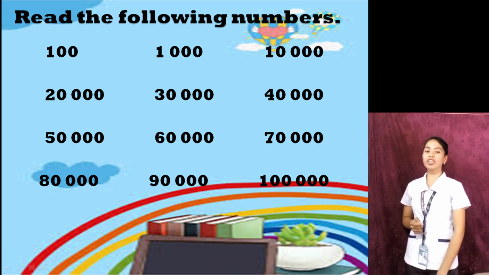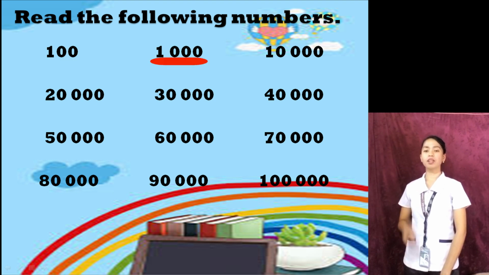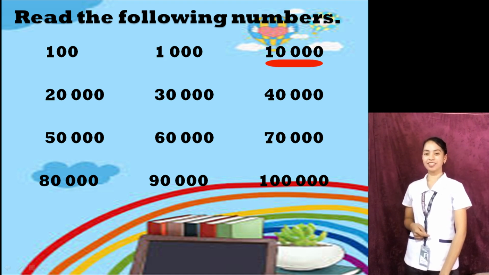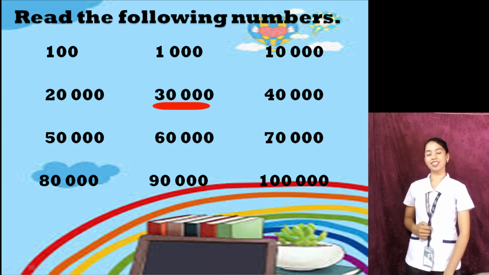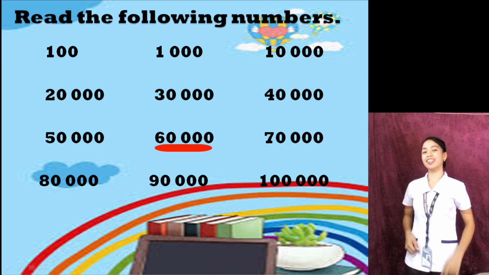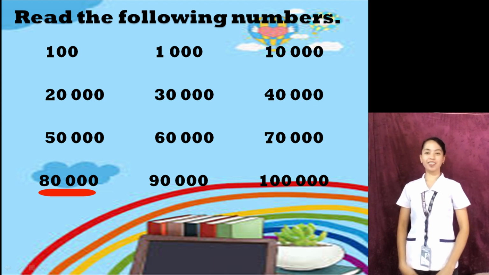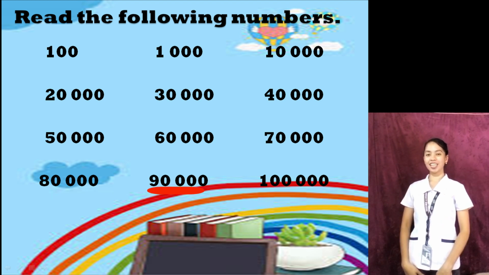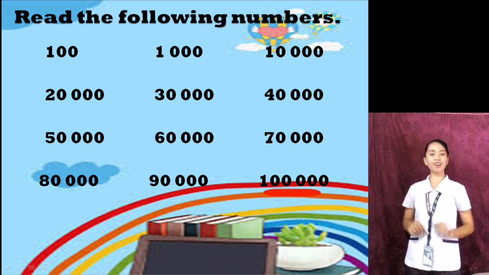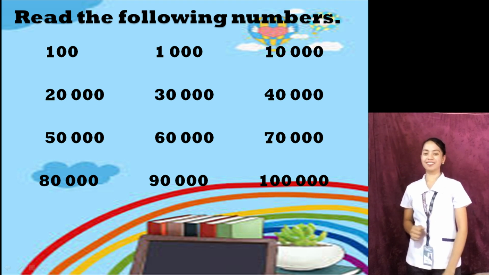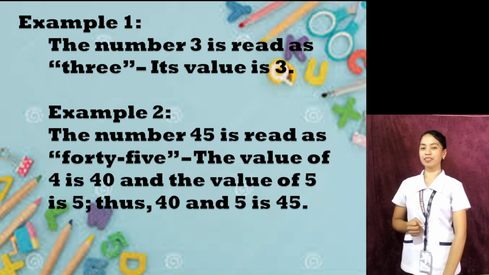I want you to read these following numbers: 100, 1,000, 10,000, 20,000, 30,000, 40,000, 50,000, 60,000, 70,000, 80,000, 90,000, and 100,000. Very good. So I have here an example.